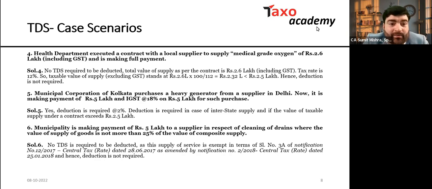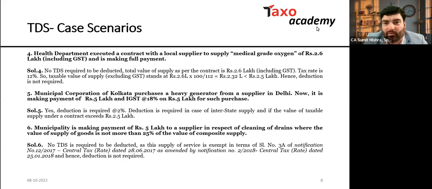Coming to the next case scenario. Health department executed a contract with a local supplier to supply medical grade oxygen of 2.6 lakh, including GST, and is making full payment. As I said earlier, here the contract is for taxable supplies, but the value is 2.6 lakh inclusive of GST. So what we are supposed to do in this case, while checking whether TDS provisions are applicable or not, is eliminate the component of GST by doing the reverse calculation. By doing that, we got this value of 2,32,000 rupees, which is less than 2.5 lakhs.